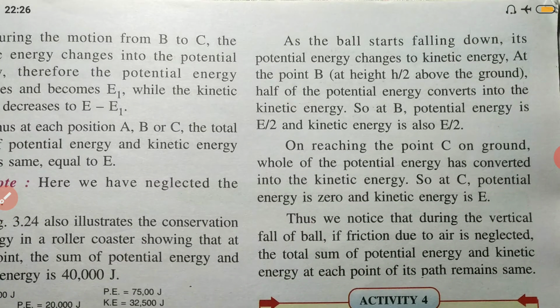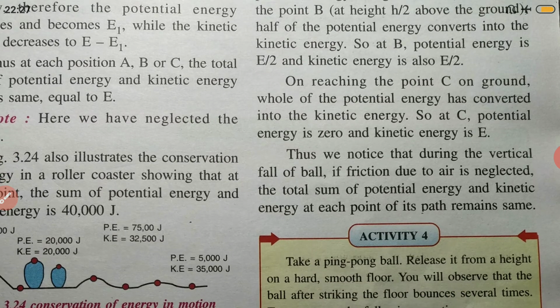As the ball starts falling down, its potential energy changes into kinetic energy. At the point B, at half of the height above the ground, half of the potential energy will change into kinetic energy. Like just now I have shown, E upon 2 plus E upon 2 should give me E, right? Please try the calculation. On reaching the point C on the ground, the whole potential energy will change into kinetic energy, right? And there also E plus 0 will give me E.